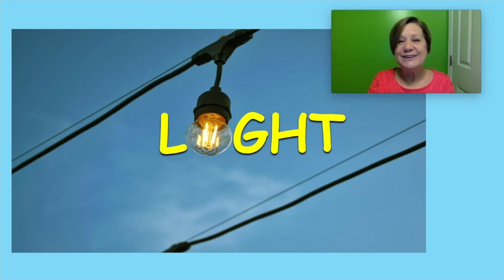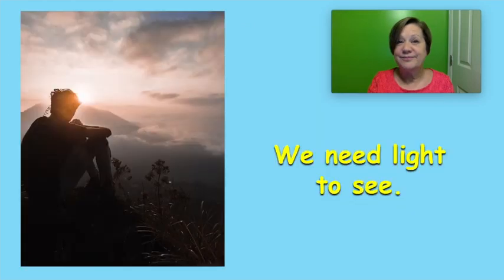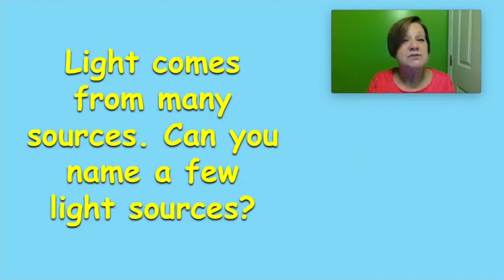Today, we're going to do a lesson on light. Light is the type of energy that makes it possible for us to see our world around us. We need light to see. Light comes from many sources. Can you name a few light sources?